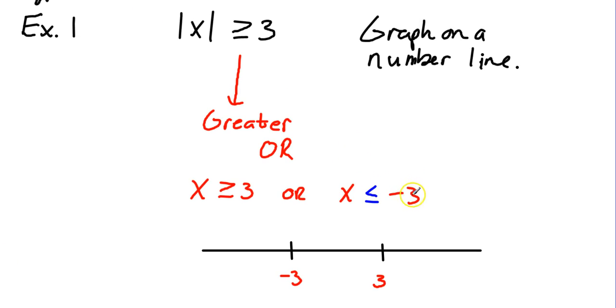Okay, so we need everything less than negative 3, so we're on a solid circle here, going that way. Solid circle at 3, going that way.